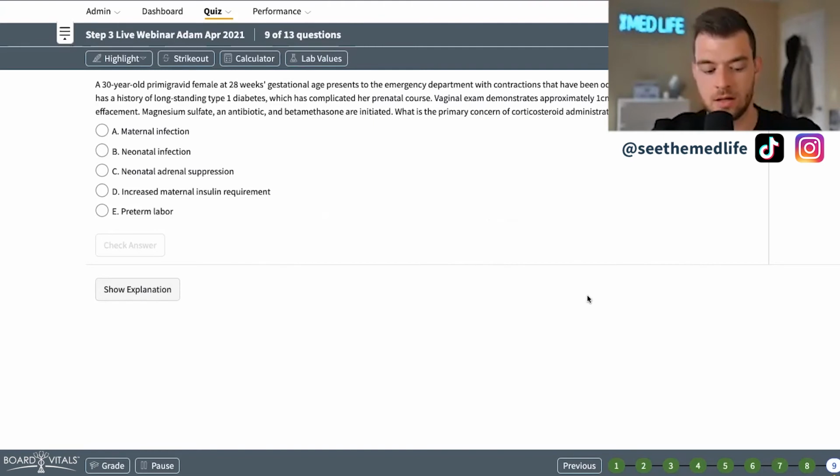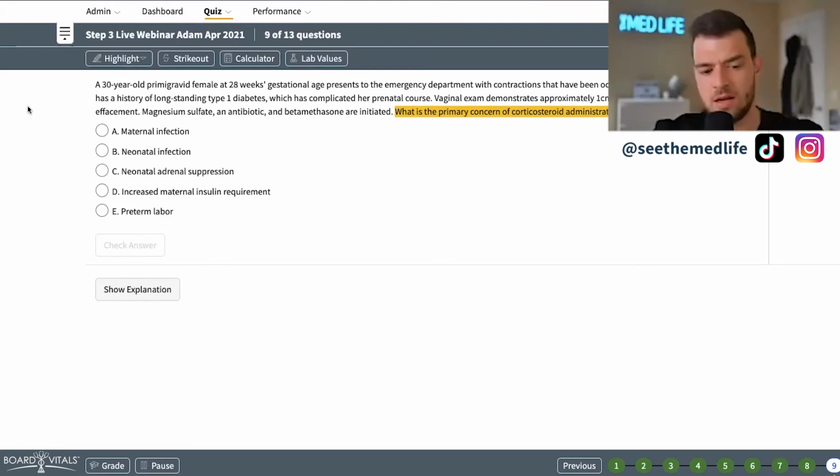Okay. So, what is the primary concern of corticosteroid administration in this patient? So we're giving someone steroids. Let's see, read our choices. Maternal infection, neonatal infection, neonatal adrenal suppression, increased maternal insulin requirement, or term labor. So we have a whole bunch of things to go through here.